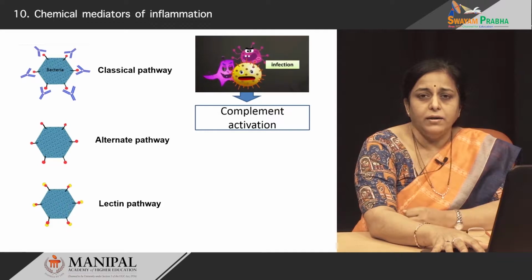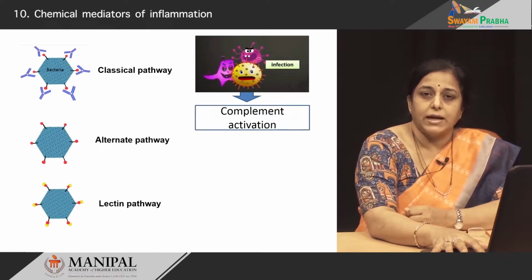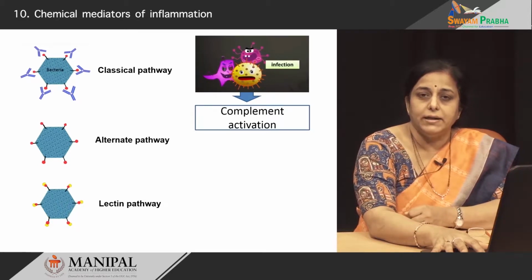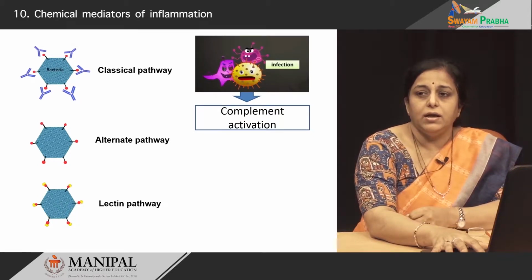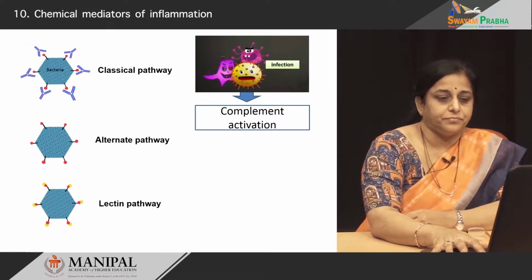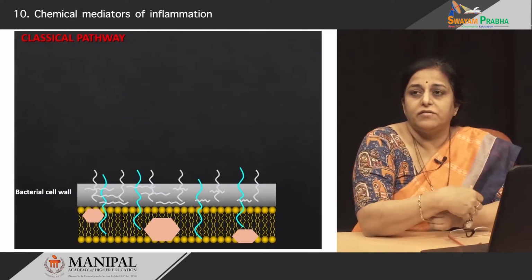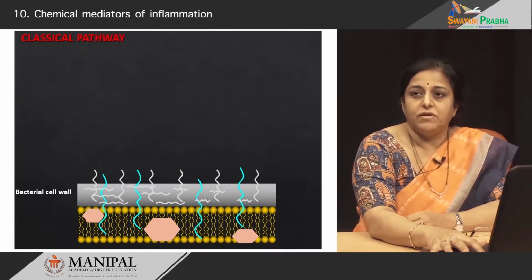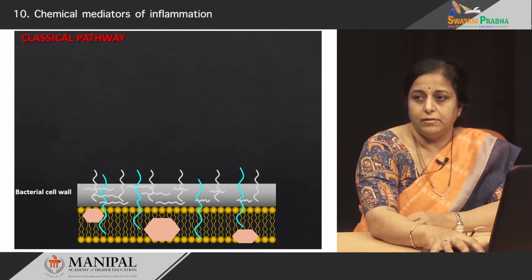So, number 1 is the classical pathway which is activated when there is binding of antigen and antibodies. Number 2, the bacteria themselves. Number 3 is the lectin pathway which is activated by mannose binding lectins. So, let us look at this classical pathway. Just look at this animation for a minute and then we will go to the explanation and see how it is generated.